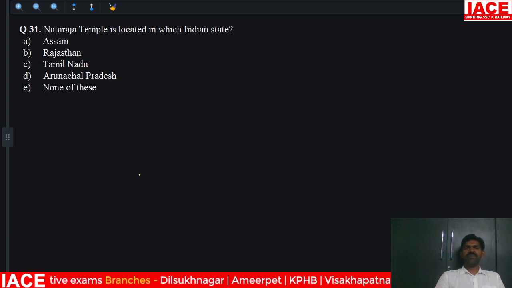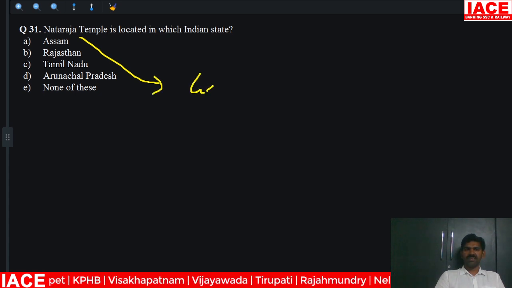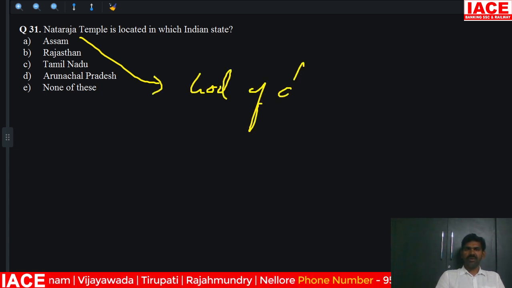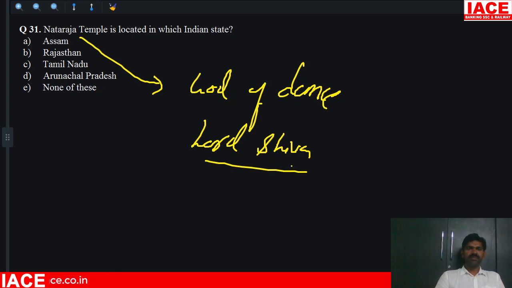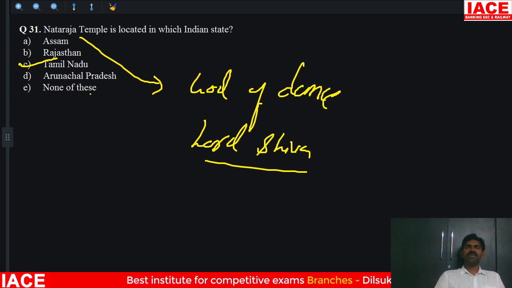Nataraja temple is located in which Indian state? Remember that Nataraja is the god of dance, and is one form of Lord Shiva. And most of the Shiva temples you find in Tamil Nadu. So the answer is nothing but Tamil Nadu. So Nataraja, Lord of dance. Normally when some people give a good performance, they will be presented with a memento of Lord Nataraja. So that's very important.